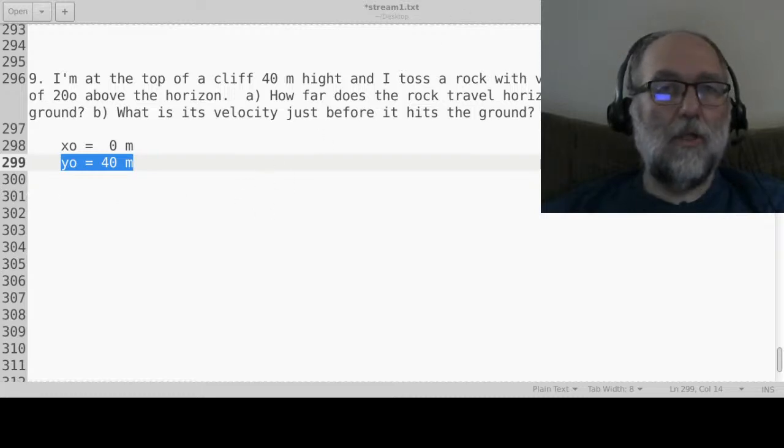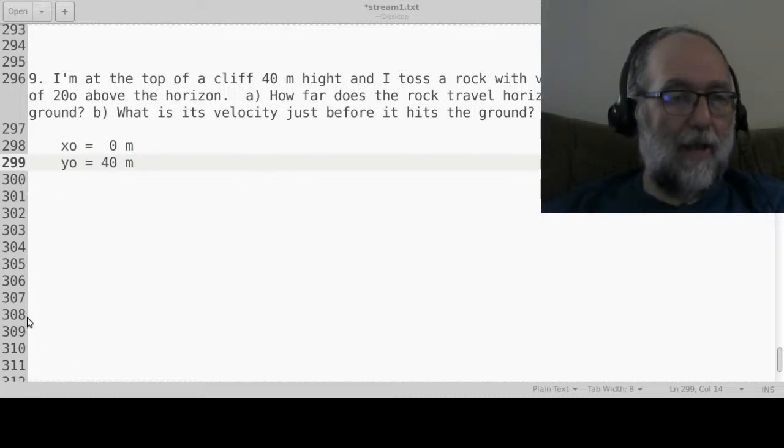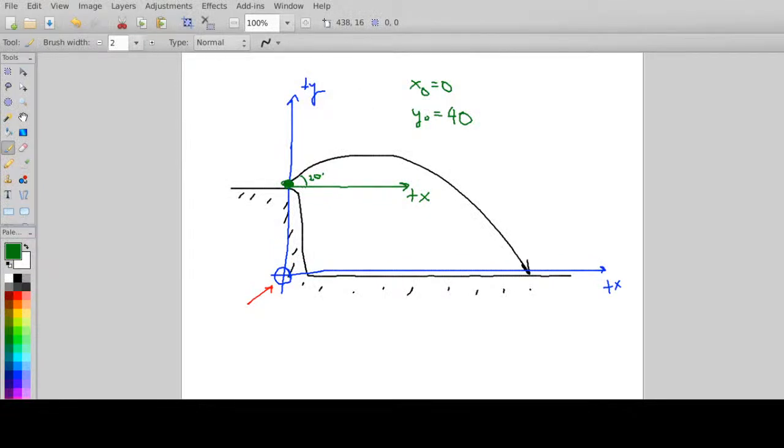Well, the final is, let's look at the diagram again. The final is going to be down here, when it gets down there. And if you ask me what's the x and y value down there, the y value is easy. It's 0. The x value is how far do you have to move horizontally to get to that spot, and I can't tell you. So the x value is question mark. In fact, that's what I'm asking for.